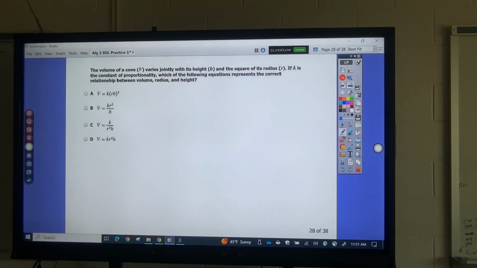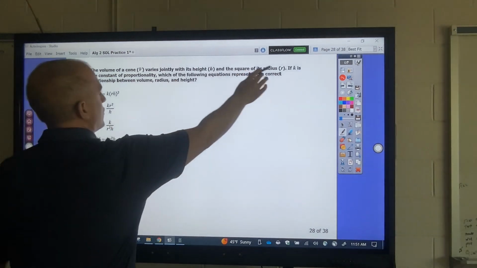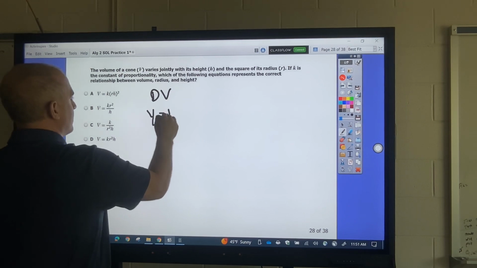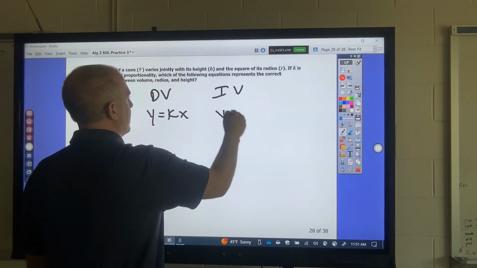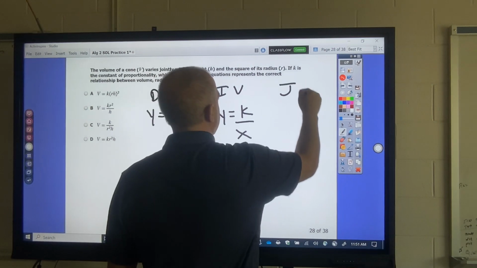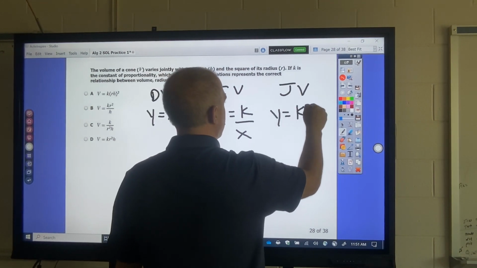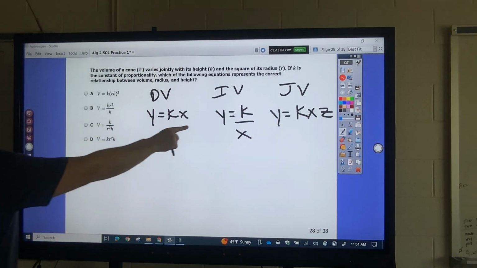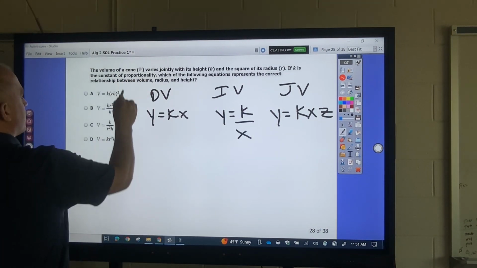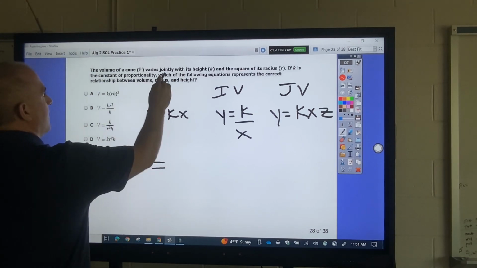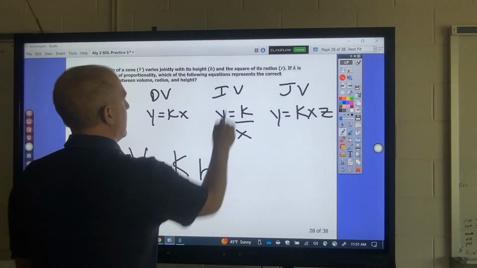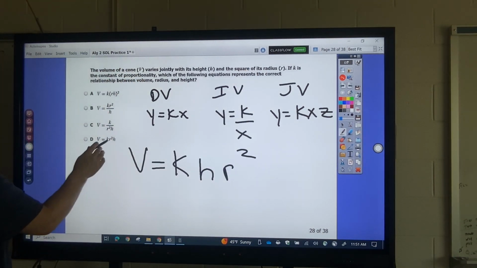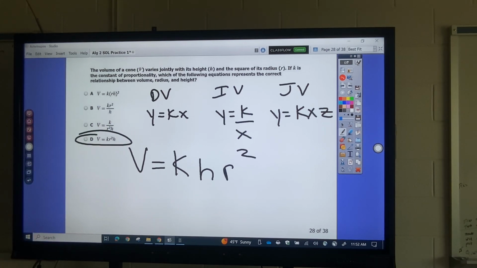Question 28 says the volume varies jointly with height and the square of the radius. Direct variation is always y equals kx. Inverse variation is y equals k over x. Joint variation is usually a multivariable one. These are pretty similar; the inverse one pushes that underneath. So it says the volume of the cone, that's the first one, varies jointly with the height and the square of the radius. So that would be the best example. And if I looked at the letters, that's what I would pick.